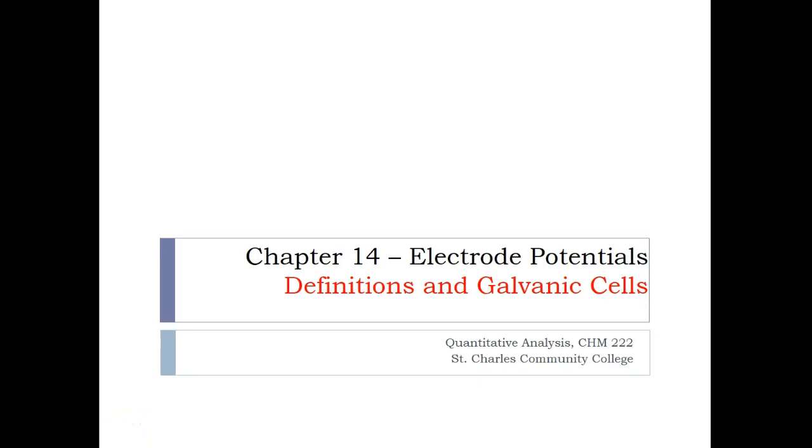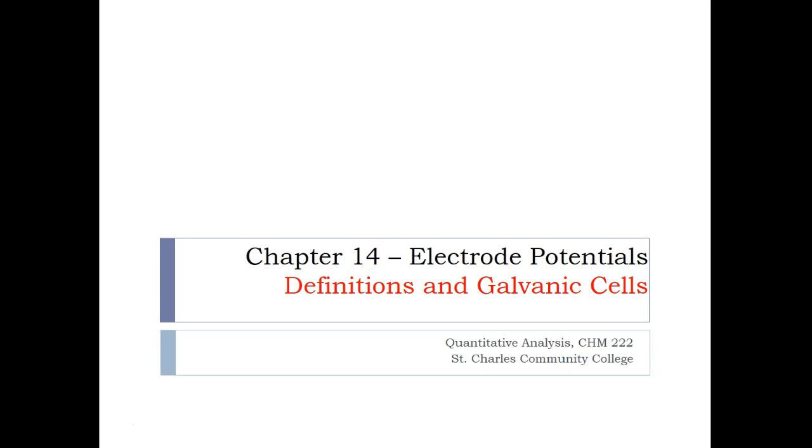This will be part 1 of chapter 14. So chapter 14, electrode potentials. This section is going to go through definitions and talking through galvanic cells. Now for the most part, everything in here should be review. Obviously a lot of definitions.